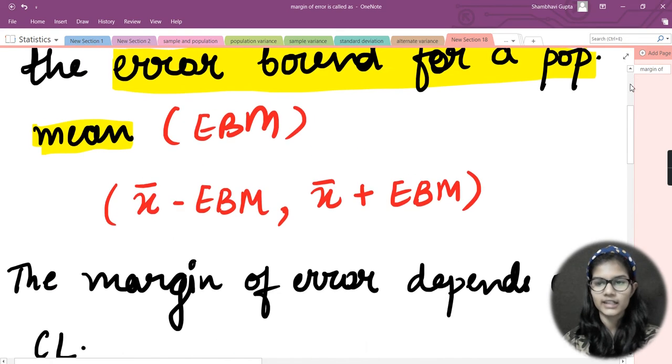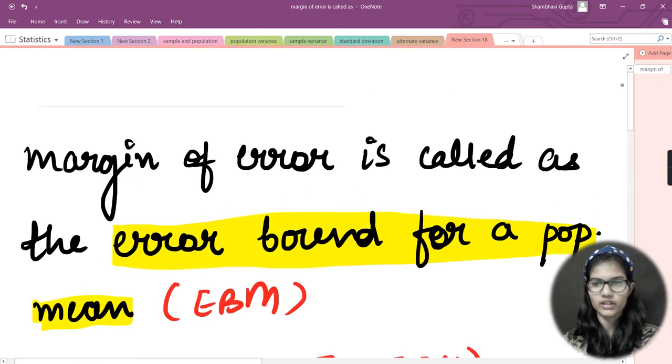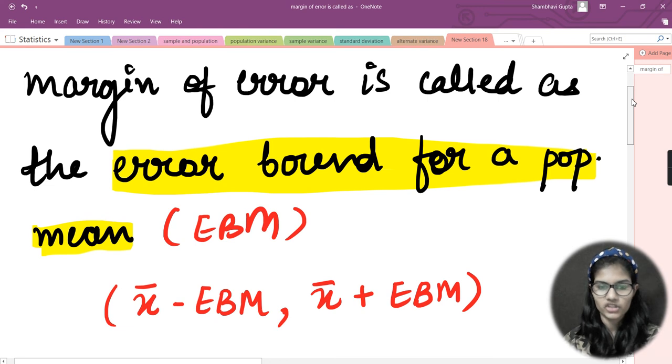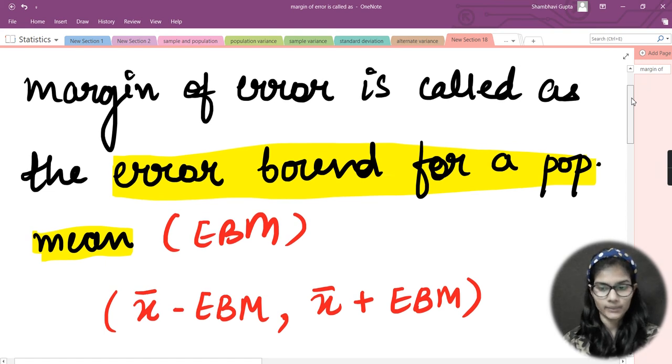Now let me quickly take a recap, because after this we are going to see the question. If you have not listened carefully until now, this is the right time to listen carefully to what I am saying. Firstly, we saw that the margin of error is called the error bound for a population mean, and we gave it an abbreviation, EBM.